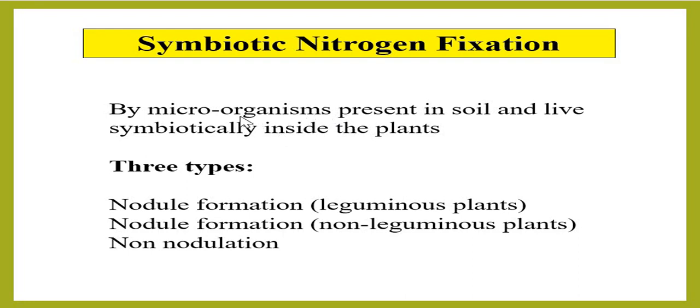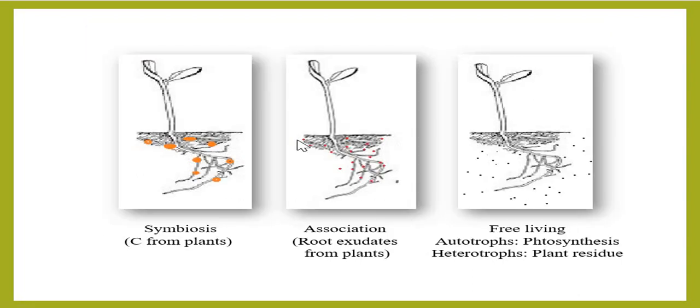So this is the symbiotic kind of relationship. Now this can be categorized into three types. One is nodule formation. So leguminous plants may show the symbiotic nitrogen fixation. Then non-leguminous plants may show the nitrogen fixation. But in both cases, nodule formation takes place. Sometimes without nodule formation, nitrogen fixation can occur. So these are the examples of different kinds of biological associations through which nitrogen fixation can occur.